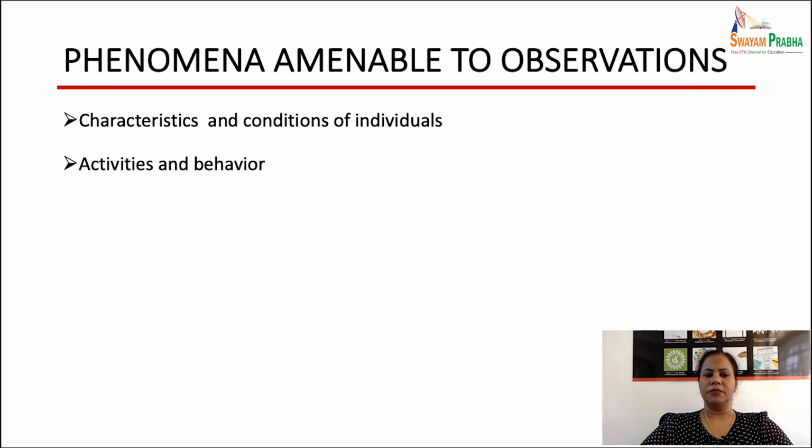Then is activities and behavior. We can observe a number of activities and behaviors, how persons are behaving in certain situations. For example, if we are observing pediatric patients, how they behave when they are in a hospital or when any procedure is performed on them, whether they get anxious, or they need the support of parents, or they feel all right when they are in hospital.